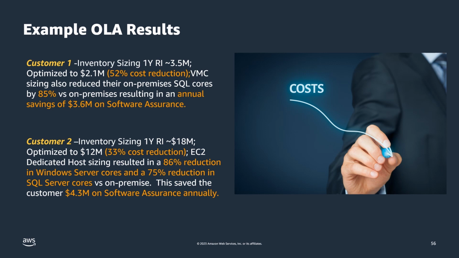Customer number 2 had a kind of similar example. This time we're looking at EC2 dedicated hosts. Their one-year reserved instance cost was $18 million. After going through an assessment, we're able to reduce that down to $12 million. Looking at EC2 dedicated hosts and going through right sizing, we're able to reduce Windows Server cores by 85 or 86% and SQL Server cores by 75%, which saved the customer $4.3 million on software assurance. So these are great examples. Important just to keep in mind that customers can reduce the cost of the migration as well as the ongoing payments for software assurance as they right-size these environments.